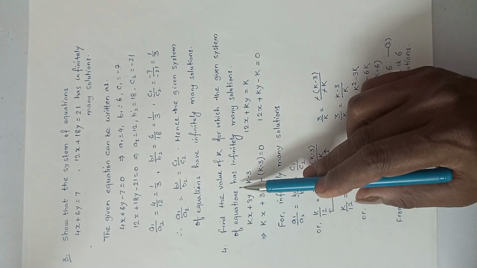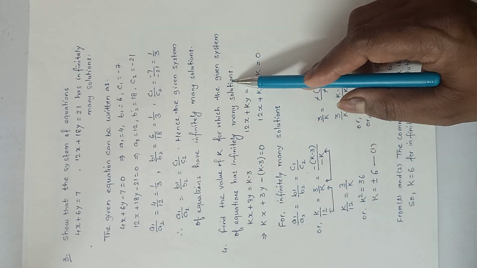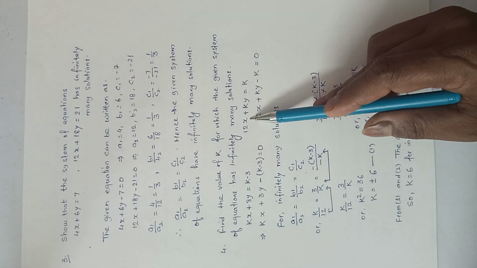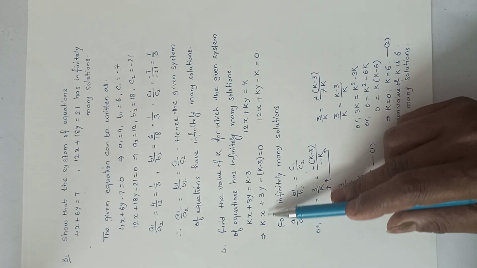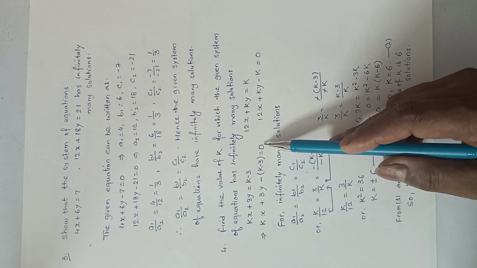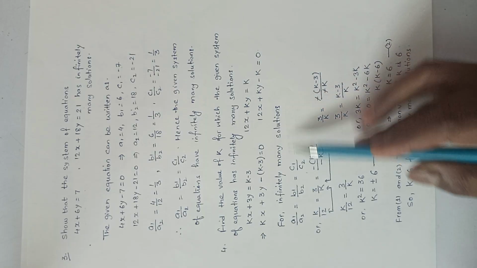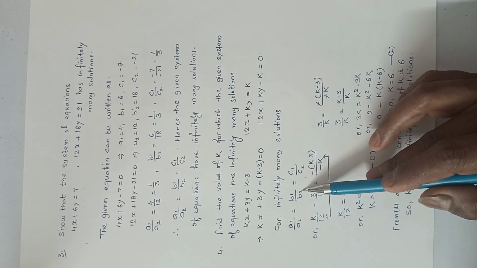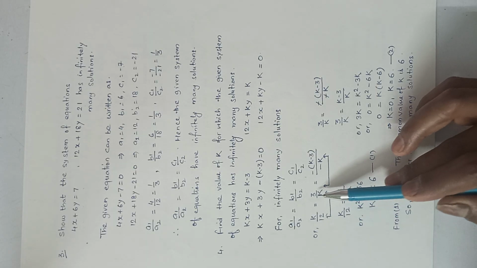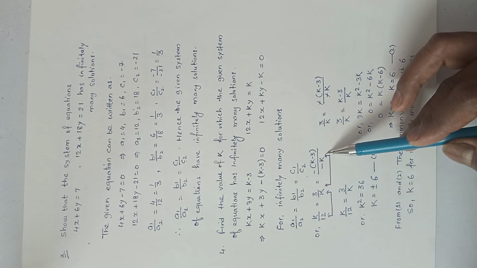In question number 4, find the value of k for which the given system of equations has infinitely many solutions. Now the equations are kx plus 3y equals k minus 3 and 12x plus ky equals k. This becomes kx plus 3y, bringing this to the left side, minus bracket k minus 3 equals 0, and 12x plus ky minus k equals 0. For infinitely many solutions, a1 upon a2 equals b1 upon b2 equals c1 upon c2. So here we are going to compare first a1 upon a2 with b1 upon b2, and then we will compare b1 upon b2 with c1 upon c2.